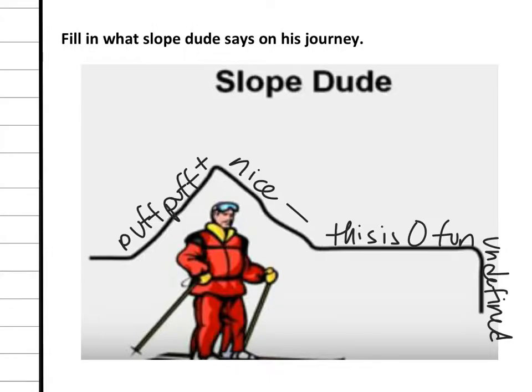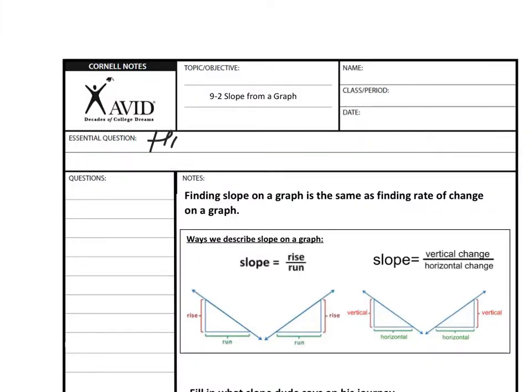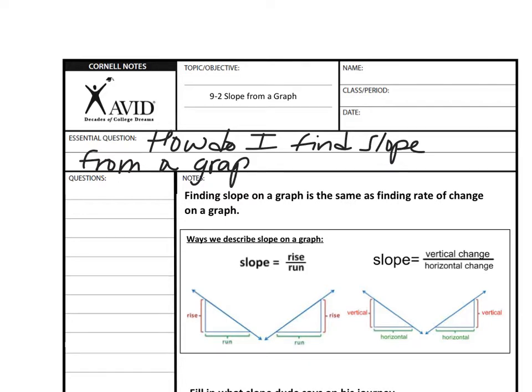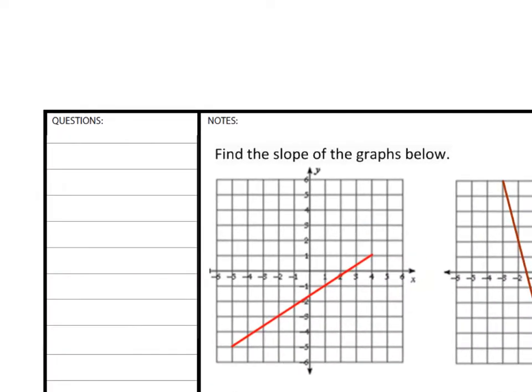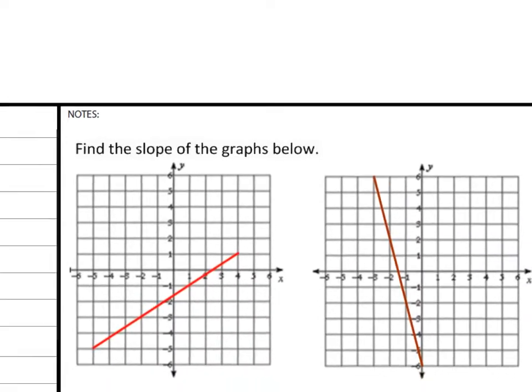Okay. Essential question. How do I find slope from a graph? Specifically, we're talking about slopes from lines, right? Because we're talking about linear functions, all unit. So we should be looking at straight lines. I do not care where you write this. You could write at the top here.